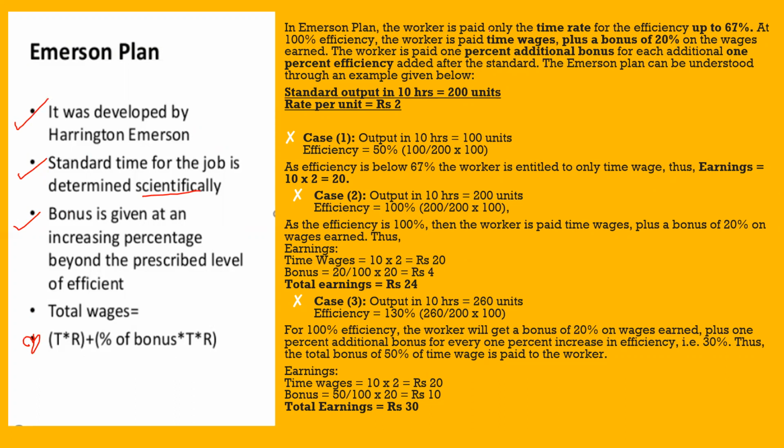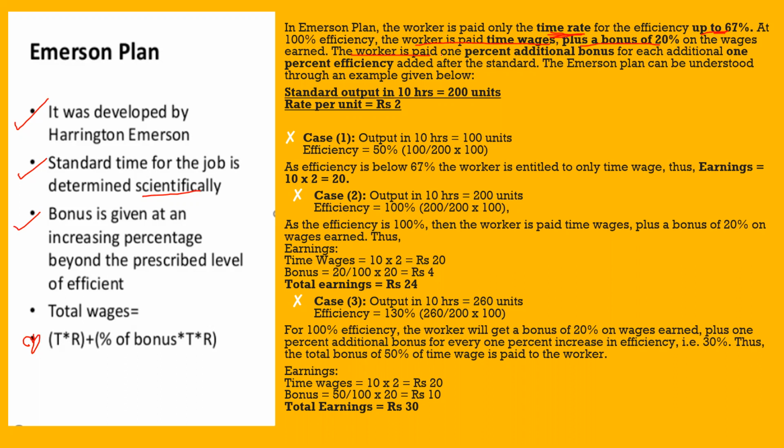In the Emerson plan, the worker is paid only the time rate for efficiency up to 67%. What they are telling is that the worker will be paid on the basis of time rate if his efficiency is up to 67%. If he reaches 100% efficiency, the worker is paid time wages plus a bonus of 20% on the wages earned.